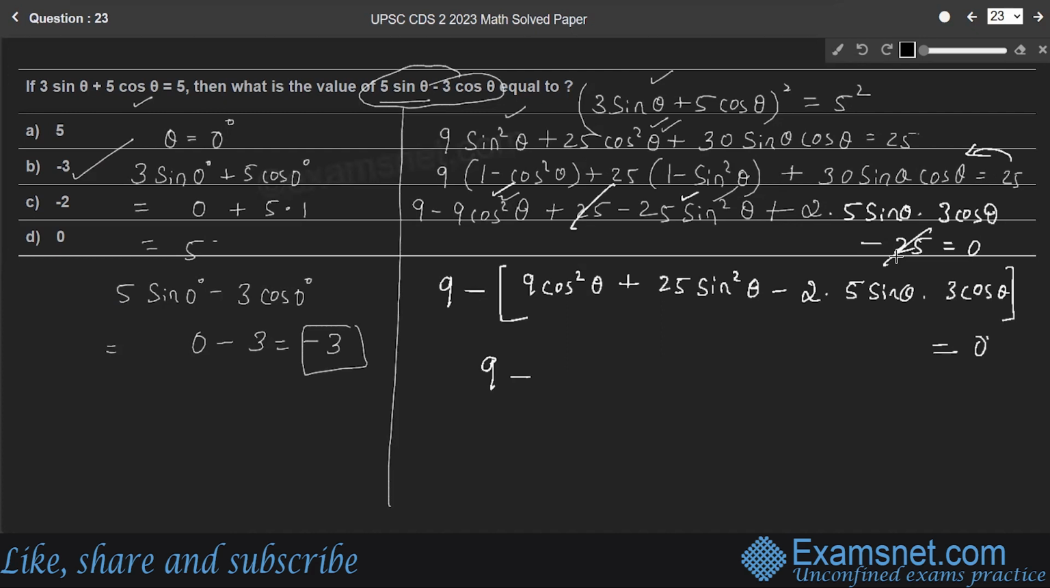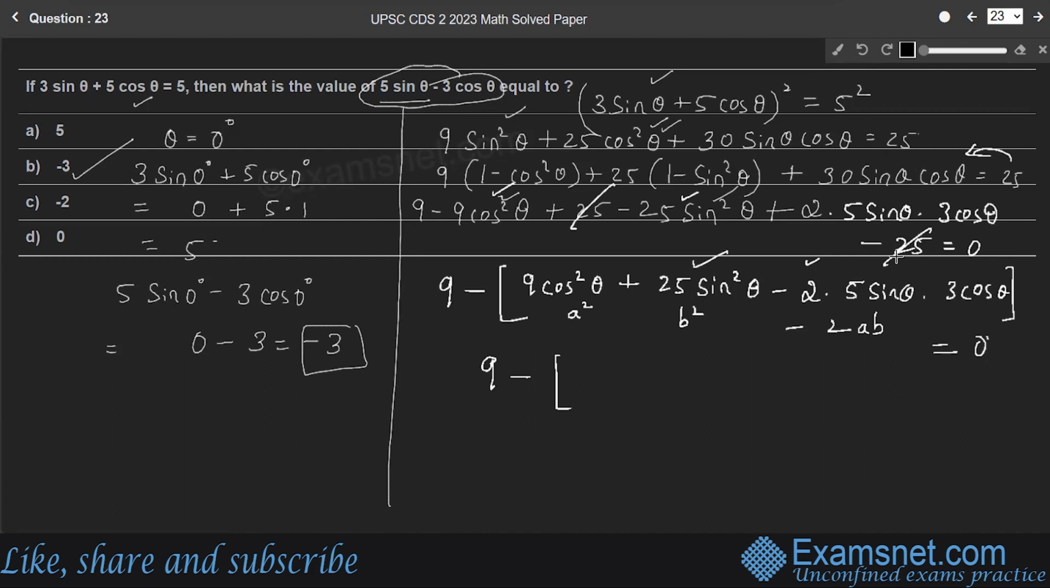So 9 cos square theta is 3 cos theta the whole square, whereas 25 sin square theta is 5 sin theta the whole square, minus 2 times 5 sin theta into 3 cos theta, right? Which is in the form of a square plus b square minus 2ab, which is a minus b the whole square. Here a is 3 cos theta, b is 5 sin theta, or you can interchange them also. Yes, A and B can be interchanged.